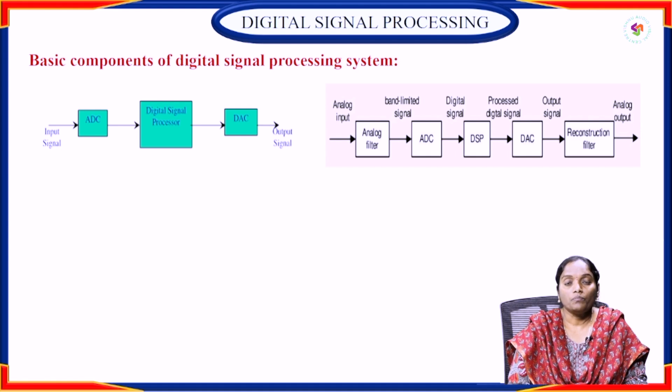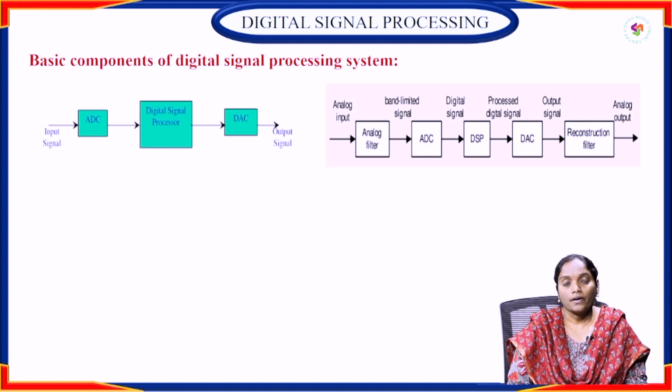First, the analog input is provided to the analog filter, and then it is given to the analog to digital converter, and then to the digital signal processor, which may be either a hardware processor, like a hardware kit, or a software processor, followed by a digital to analog converter, and finally it is given to the reconstruction filter. Now we will see each block one by one.